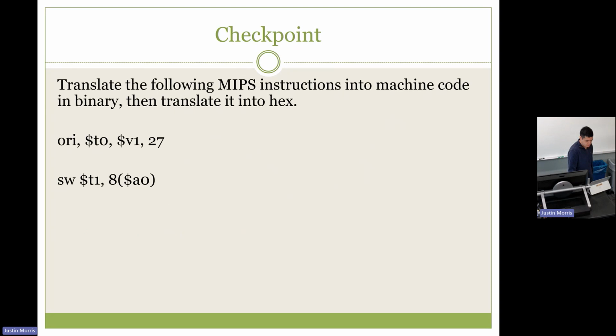All right, so here's the next question. Translate the following MIPS instructions into machine code in binary and then translate the binary into hex. So we should have an 8-digit hex for each of these instructions. And when you're done with this, individually change from B to C.